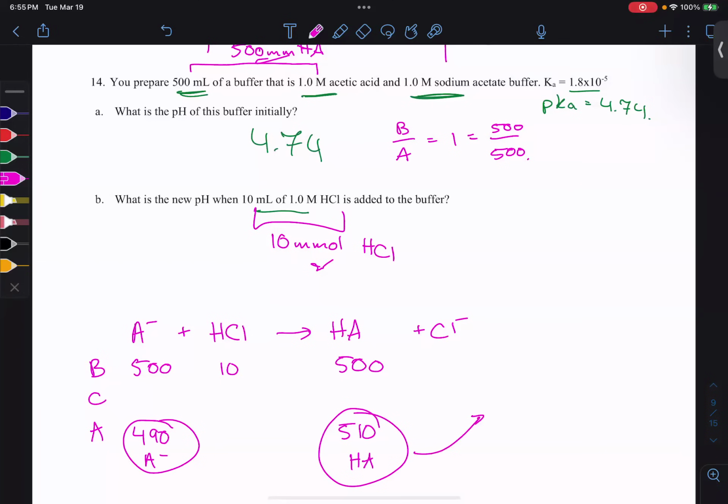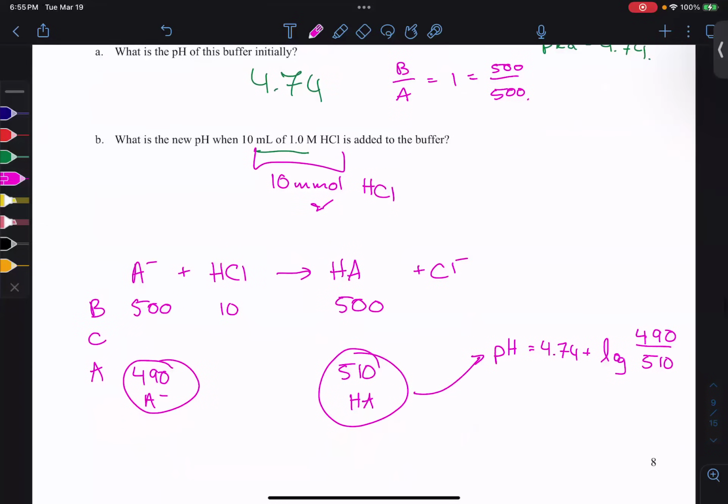So this is my new base to acid ratio. The pH of this solution after adding 10 milliliters of acid is equal to 4.74 plus log, what number goes on top? 490 over 510. And when you calculate this new pH, it is something like 4.72. So did the pH go down? Yes, but did it go down a lot? No, because that's what a buffer is.